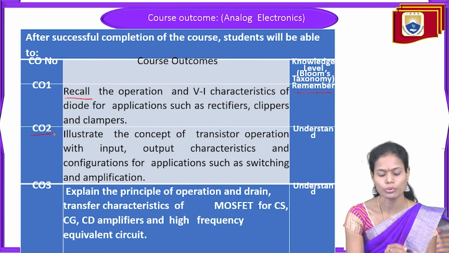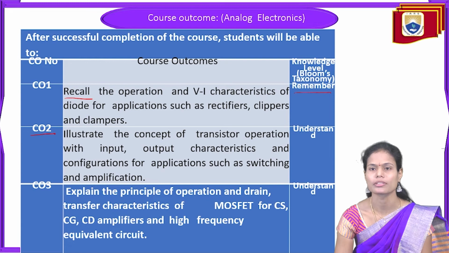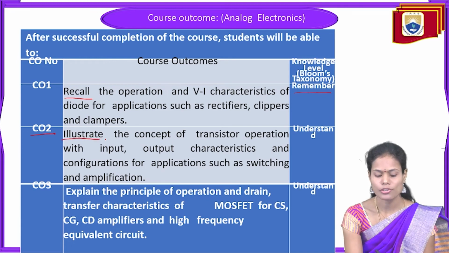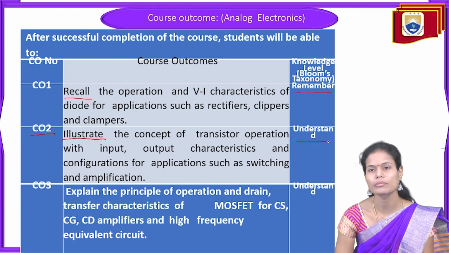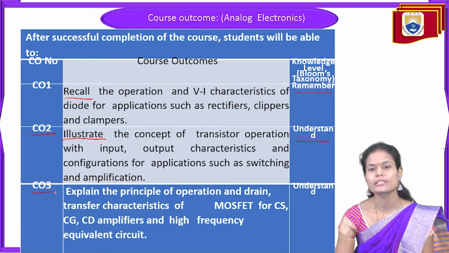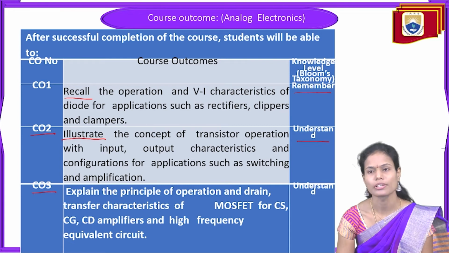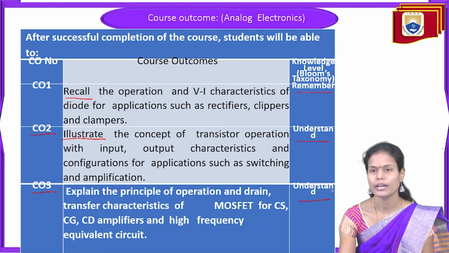While coming to the CO2: illustrate the concept of transistor operation with input output characteristics and configuration for applications such as switching and amplification. That is nothing but they are understanding the concept of the transistor to understand the applications, those are switching and amplification. And next CO3: explain the principle of operation and drain and transfer characteristics of MOSFET for common source, common drain and common gate amplifiers and high frequency equivalent circuit. So the Bloom's level for this is understand.